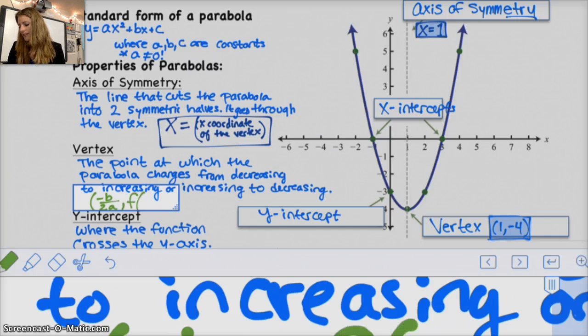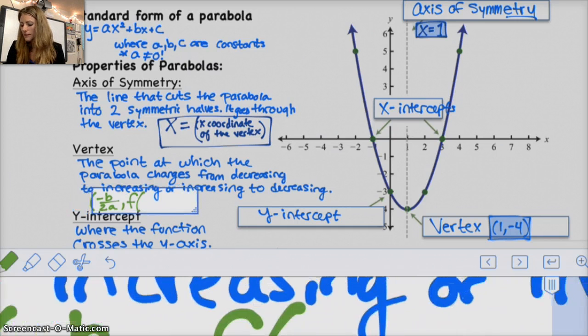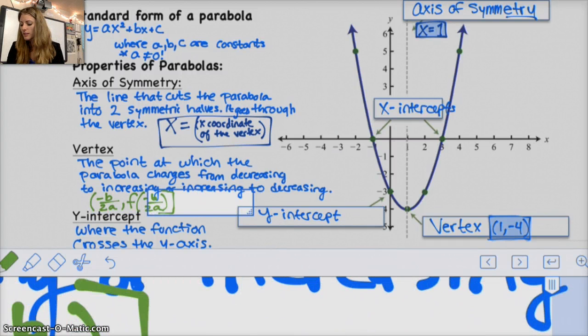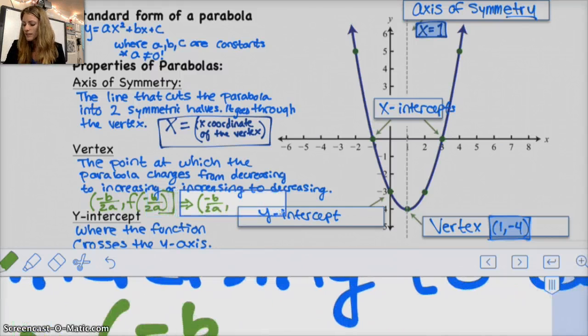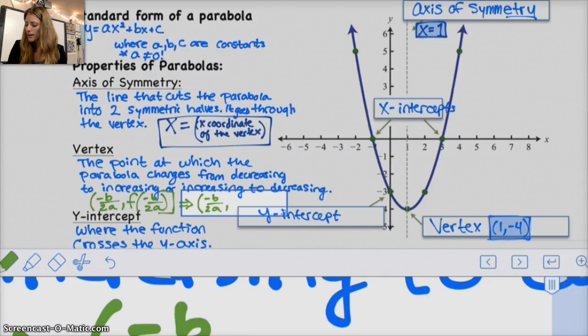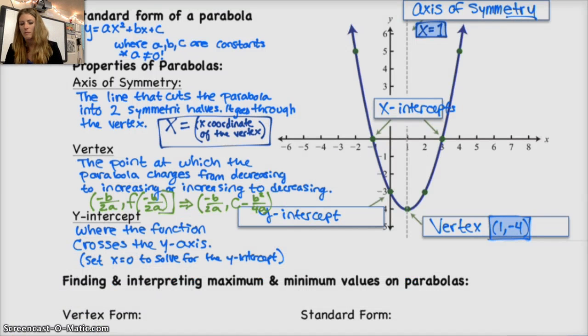Then for the y-coordinate, you basically take that x-coordinate, plug it in for x, and figure out what y is. If you are the kind of person who likes to memorize formulas instead, another way to write this is that the x-coordinate is negative b over 2a, and the y-coordinate is c minus b squared over 4a. I don't expect you to remember that.